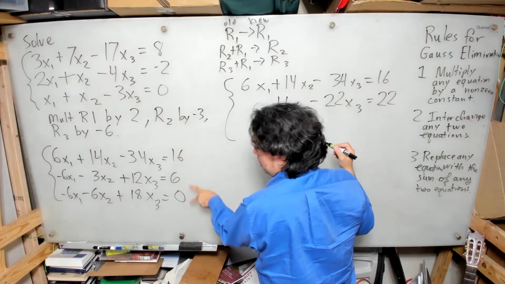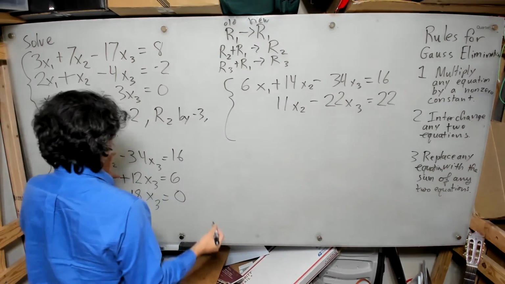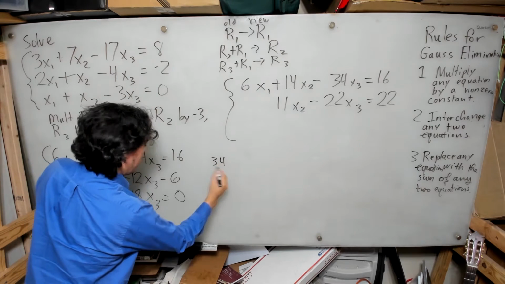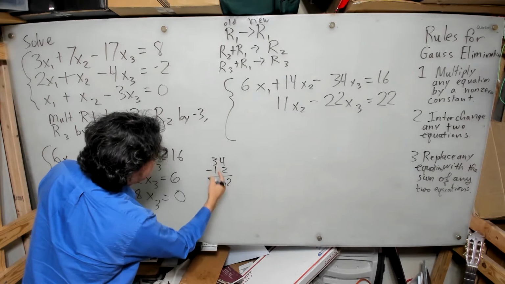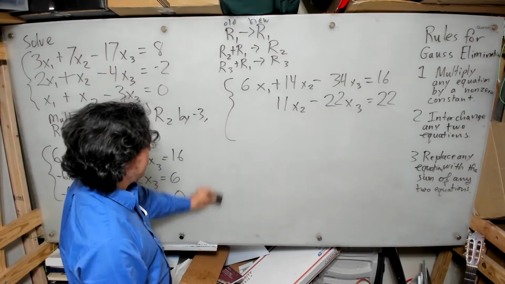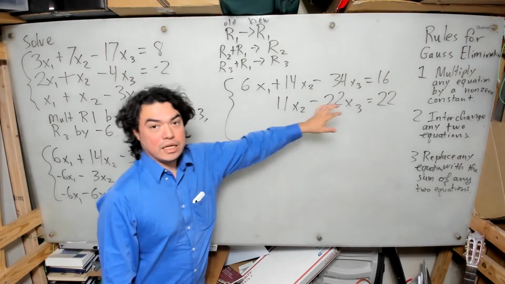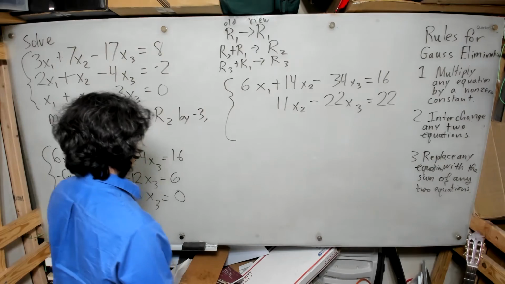And let me just double check this here. So 34 minus 12. So 4 minus 2 is 2, and 3 minus 1 is 2. Yeah, that was right. Now I want you to notice something very important here. This second equation is going to be very nice because I'm going to be able to divide it by 11, and it's going to give us very nice numbers.